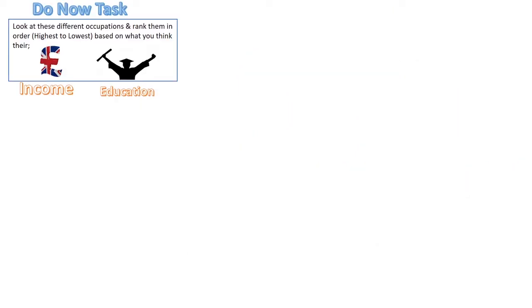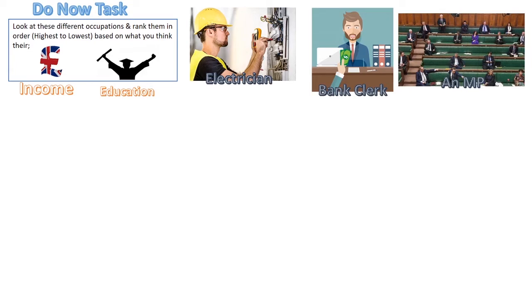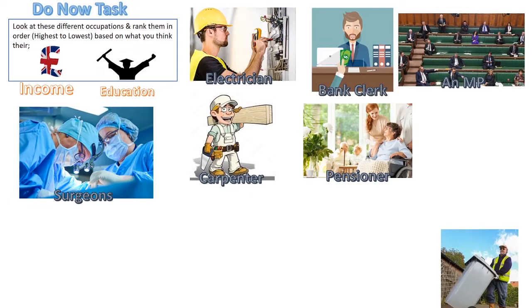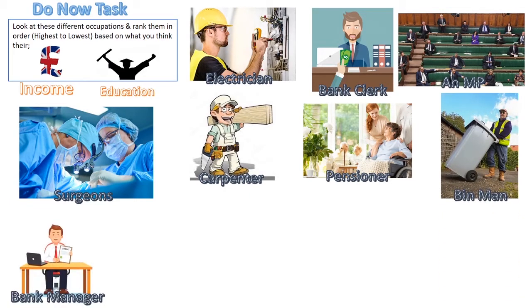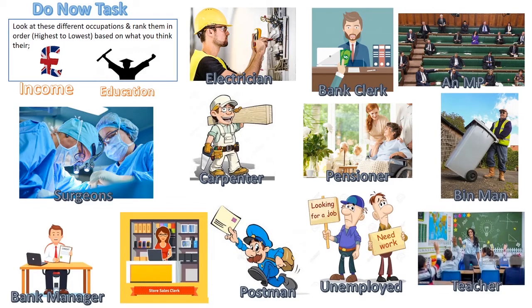So what I want you to do is a little bit of a do now task. I want you to look at these different occupations, and I want you to rank them in order from highest to lowest based on what you think their income and education level is. So we have electricians, we have a bank clerk, we have an MP, we have surgeons, we have a carpenter, we have pensioners, we have a bin man, we have bank managers, we've got store sales clerks, we've got the postman, we've got the unemployed, and we've got a teacher. Alright, so pause the video, rank them highest to lowest based on income and education.